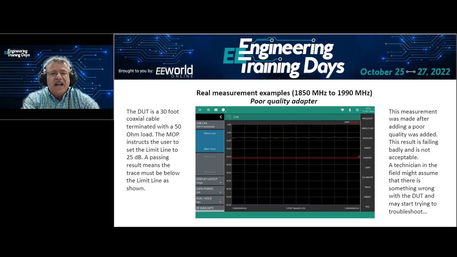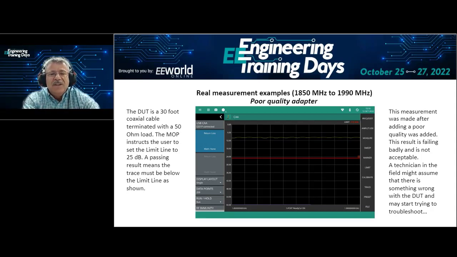This is the exact same measurement. The only difference is the adapter, and I used the poor quality adapter that we purchased. The poor quality adapter looks great, nice and shiny, like a perfectly fine adapter. But when I connected that adapter, I completely blew my response up.